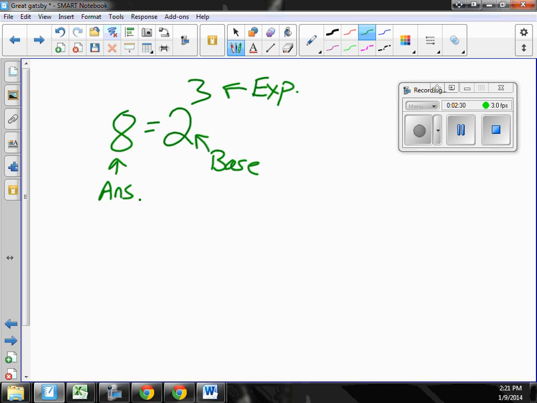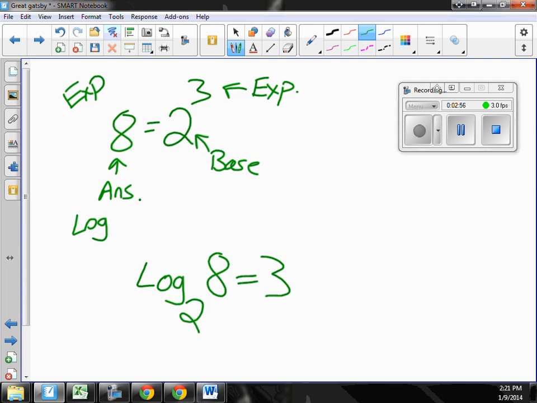So here's what you write. If this is in exponential form, and I want it in log form, I write the word log. Base goes right here as a subscript. Remember when we used to do a sub 1, a sub 2? This is the same idea. This is log sub 2, only we say log base 2. And then you put the answer right here, equals the exponent. It means exactly the same thing that this exponential equation means. It's the exact same equation. We've just written it a different way.